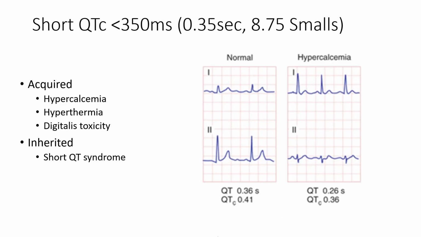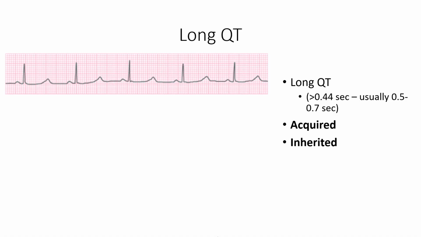On the right you can see the case of hypercalcemia. The corrected value is 0.36. This can also occur in hypothermia or digitalis toxicity. There is also an inherited short QT syndrome. This is thankfully rare, and so we won't be spending any time on that. We are mostly concerned with the effects of a long QT interval.